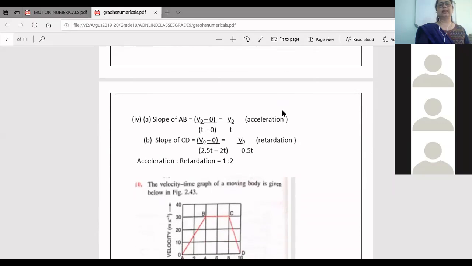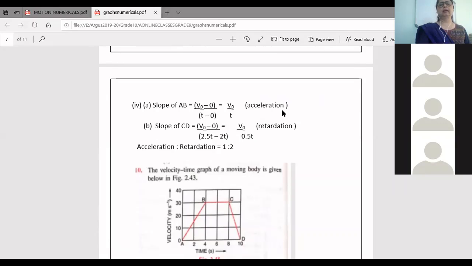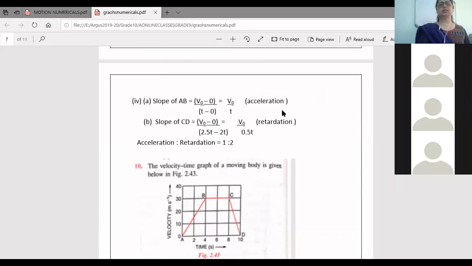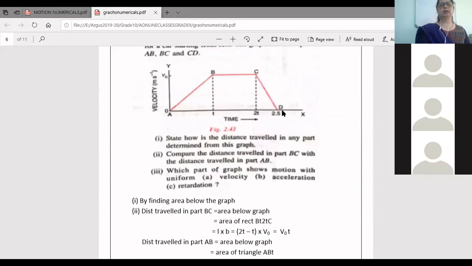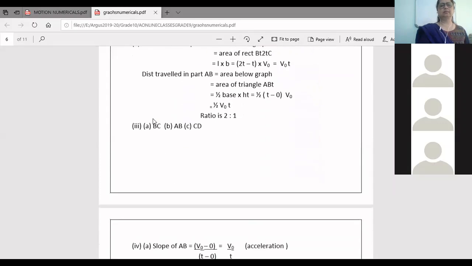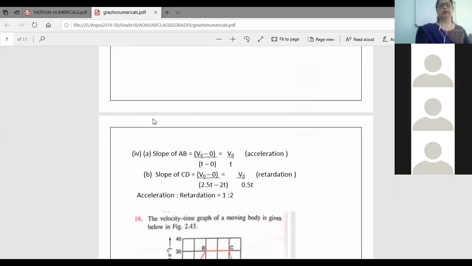You have to find the retardation and acceleration. For acceleration, you will find the slope of AB, and for retardation, you will find the slope of CD. Slope of AB: V0 minus 0 on the left side, and T minus 0 below. So the slope of AB is V0 upon T.